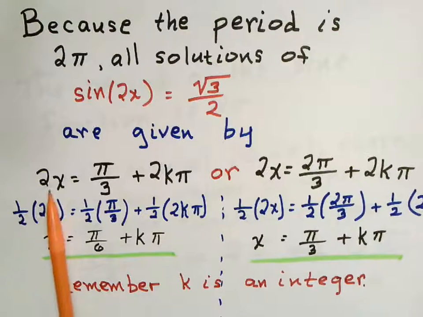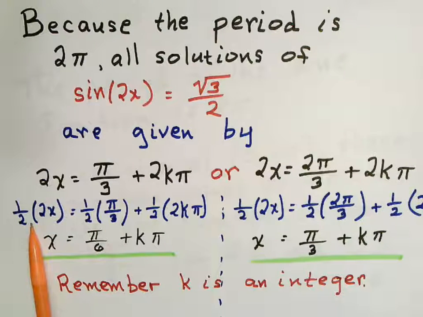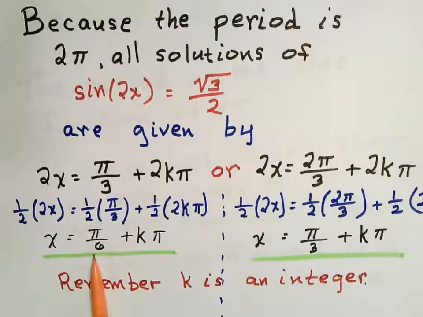We want to solve for x. We're going to divide all three terms by 2. Dividing by 2 is the same thing as multiplying by its reciprocal, 1/2. So half of 2x will give us this x. 1/2 times pi over 3 gives us pi over 6. A half of 2 is 1, so 1 times k pi is k pi. So this is one of the equations that we're going to use.